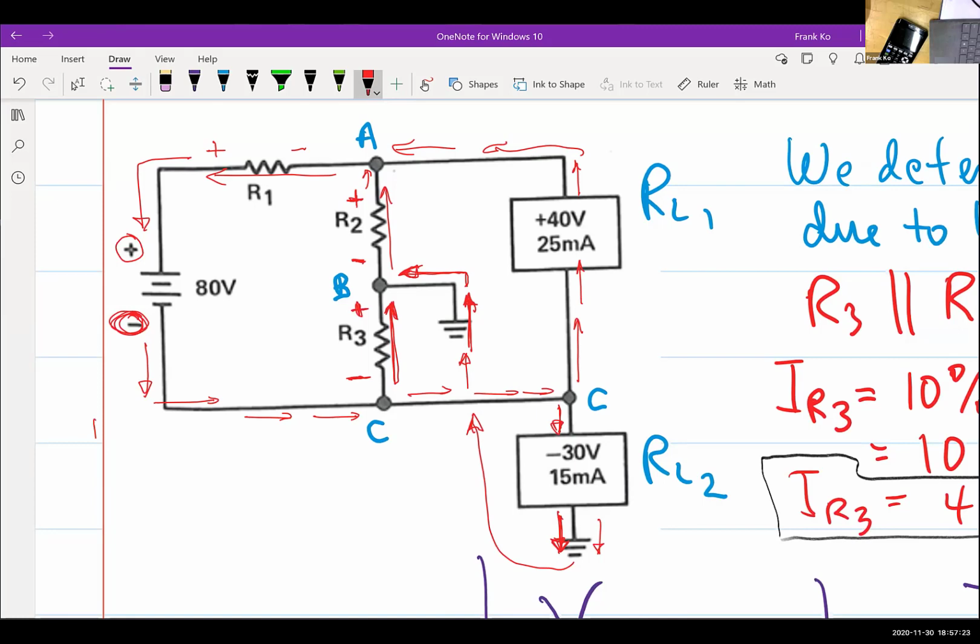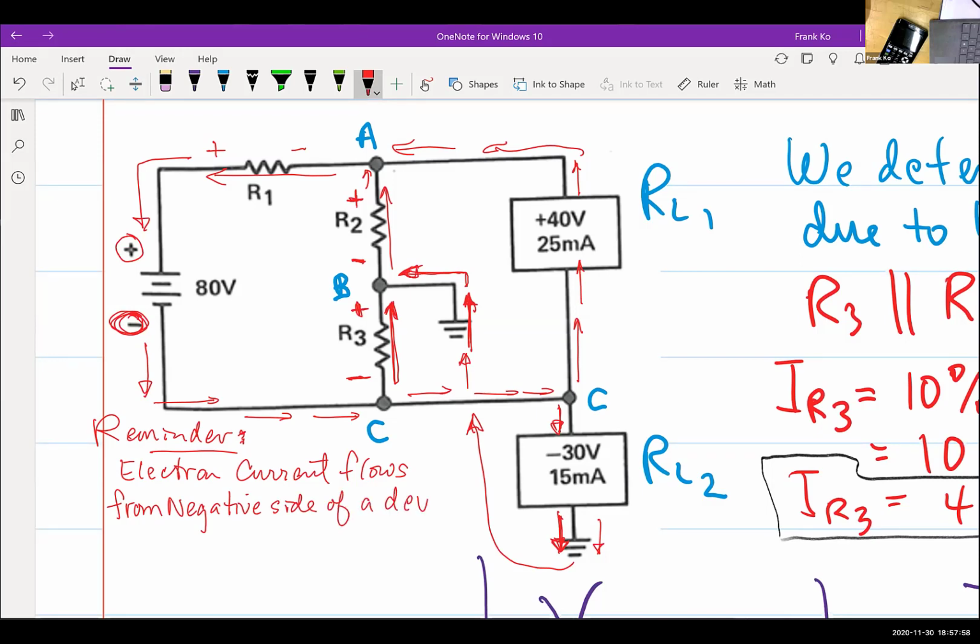Electron current, now this is a reminder. Electron current flows from the negative side of a device, through it, to the positive side of that device. And so all of our polarities are defined on that basis.